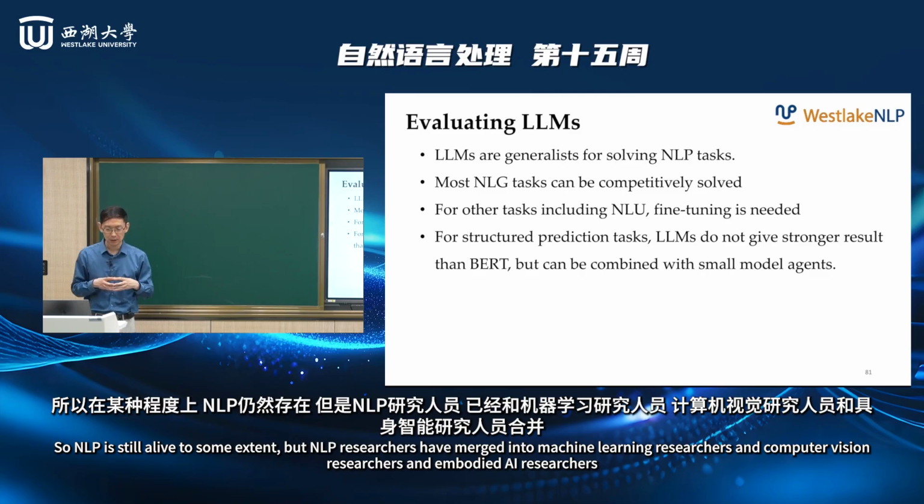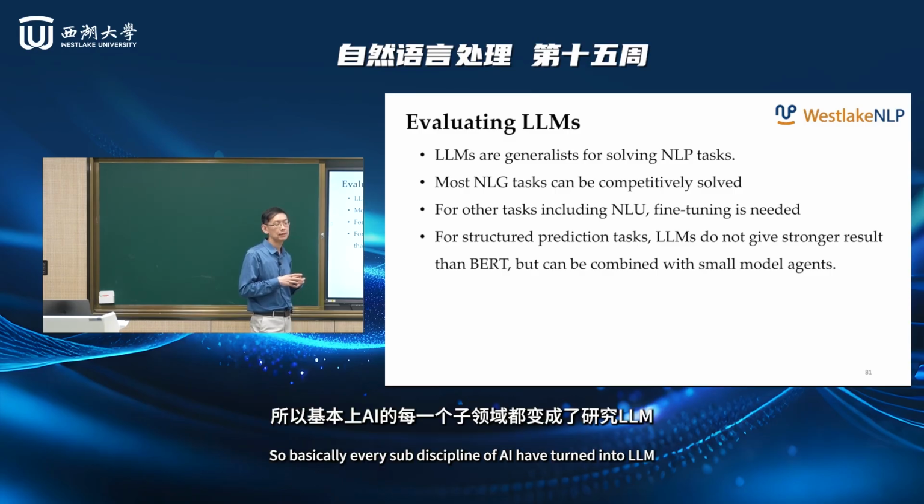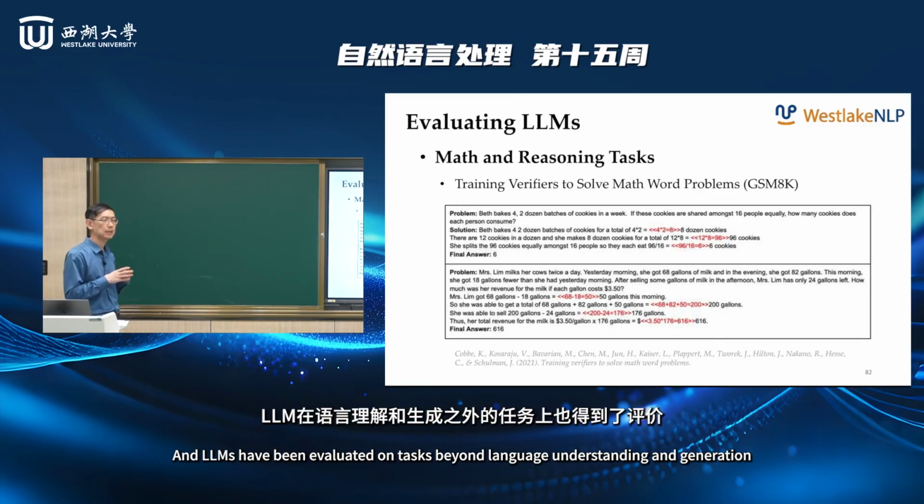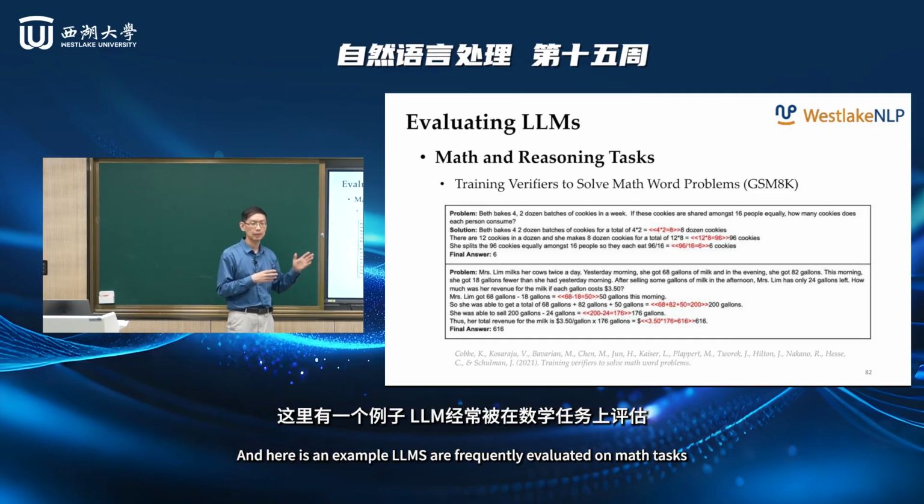So NLP is still alive to some extent, but NLP researchers have merged into machine learning researchers and computer vision researchers and embodied AI researchers. So basically every subdiscipline of AI has turned into LLM. Okay, and you don't see clear boundaries between these disciplines anymore. And LLMs have been evaluated on tasks beyond language understanding and generation. And here is an example.